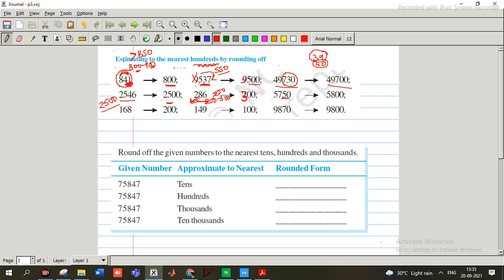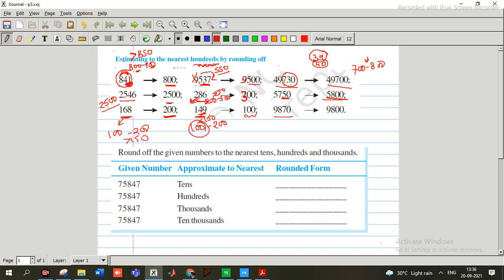Now 5750. So this number should come in between 700 to 800. But as it is exactly 750, so I'll write it as 800. So it will be 5800. 168, this number will be in between 100 to 200. As it is greater than 150, so I'll write it as 200. 149, it will be in between 100 to 200, right? But this 149 is less than 150, so I'll take 100.